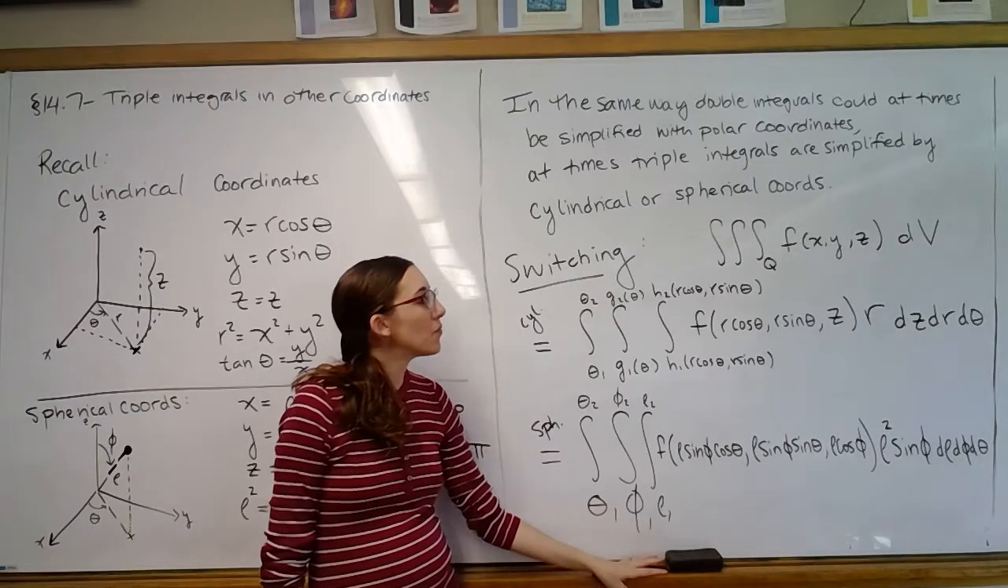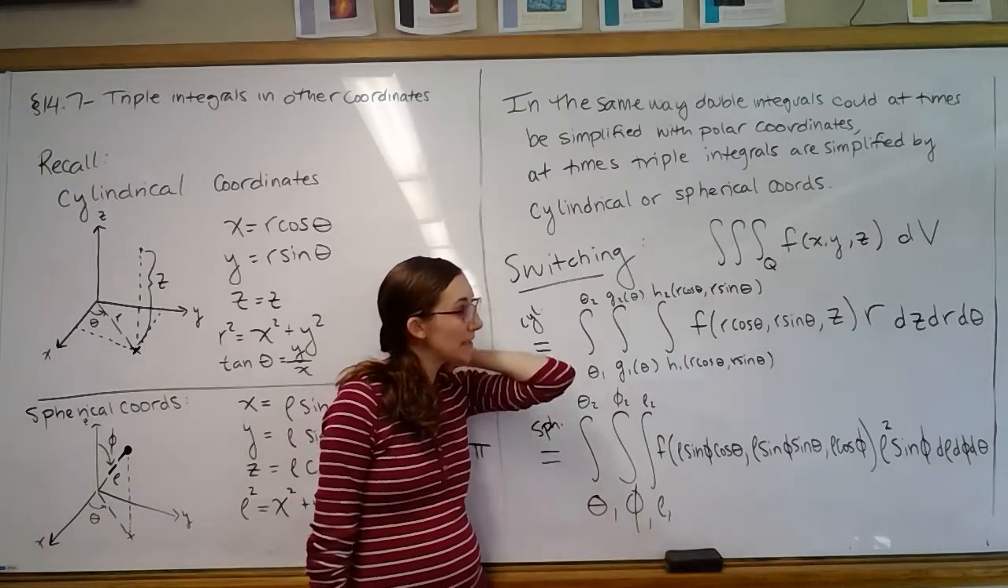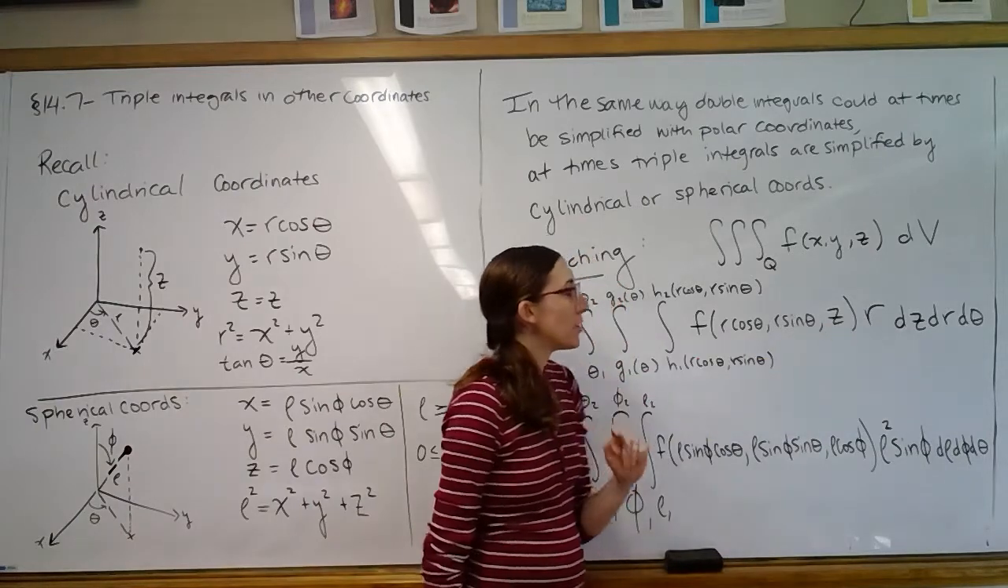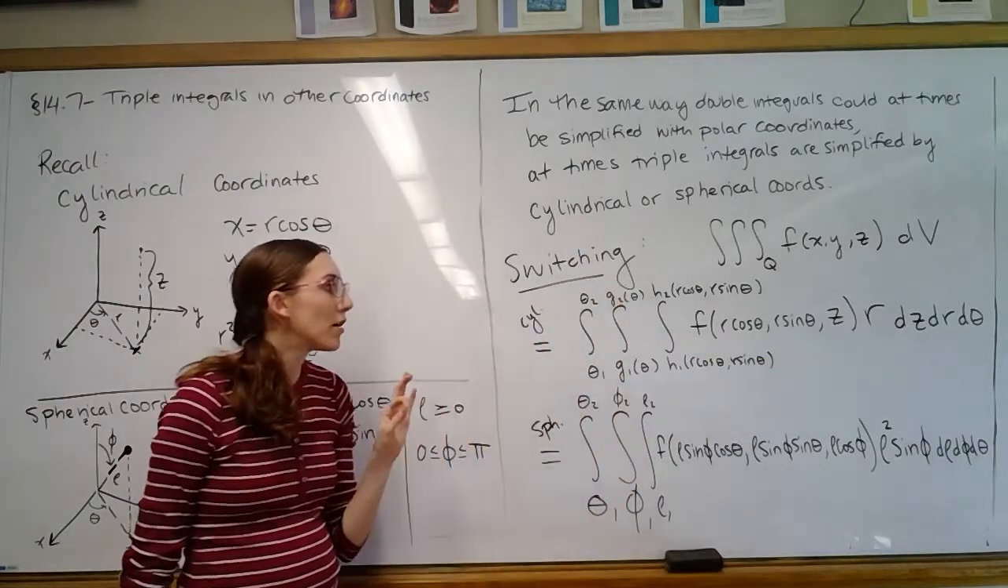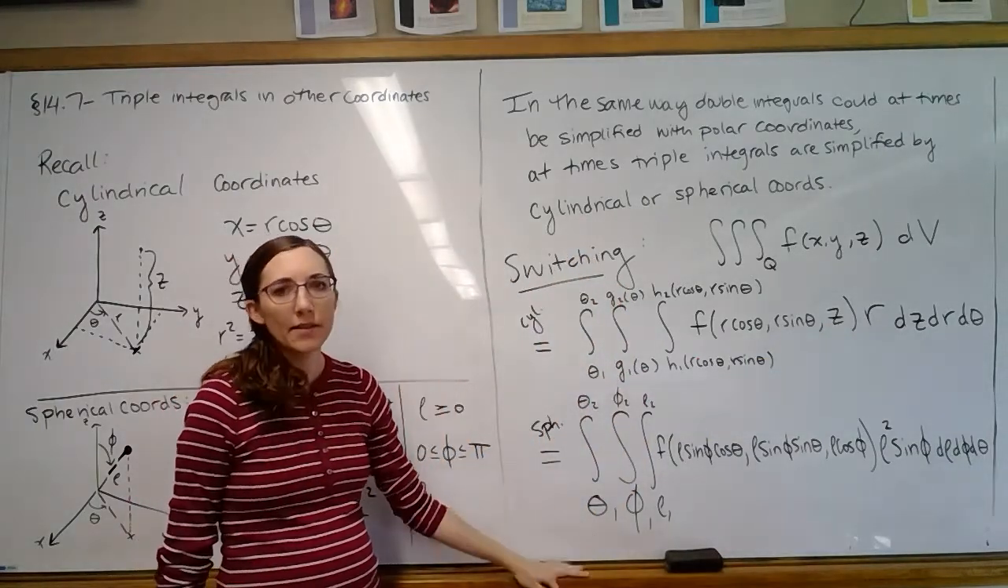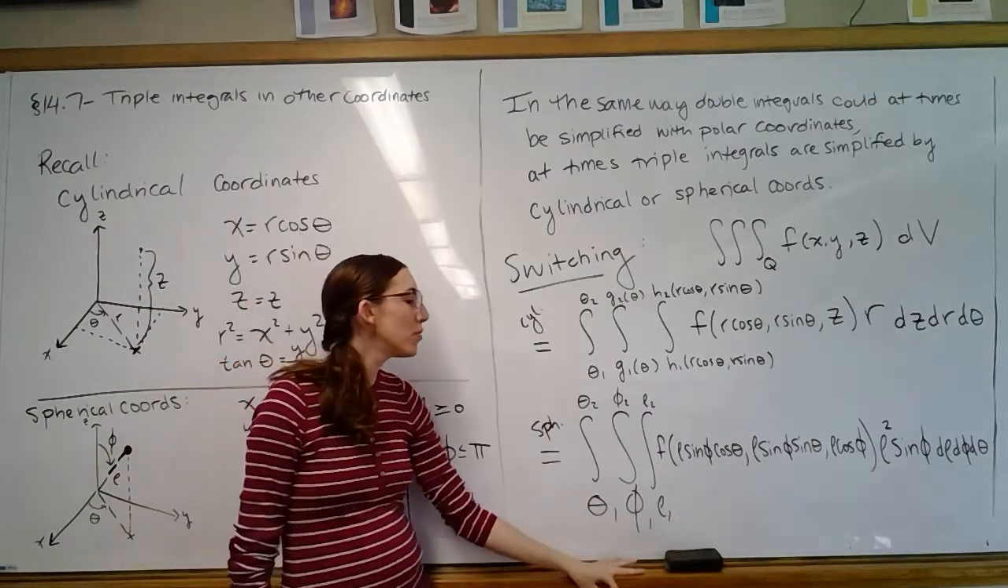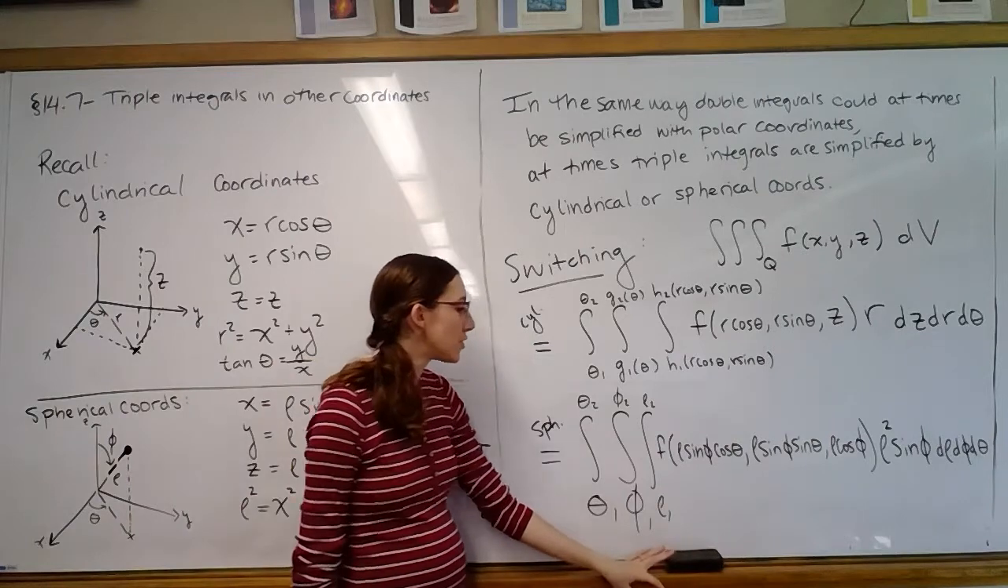And then remember that this one actually is the same factor that we had for polar. So we have an r, so we have to multiply by an r. So now we get an r, and then it'll be dz dr d theta. So you can kind of remember that r dr d theta for polar is similar to cylindrical.